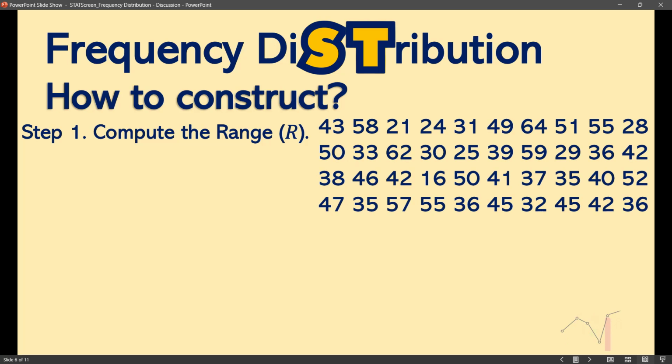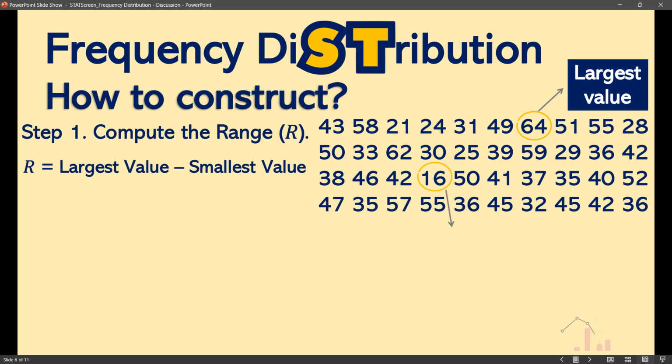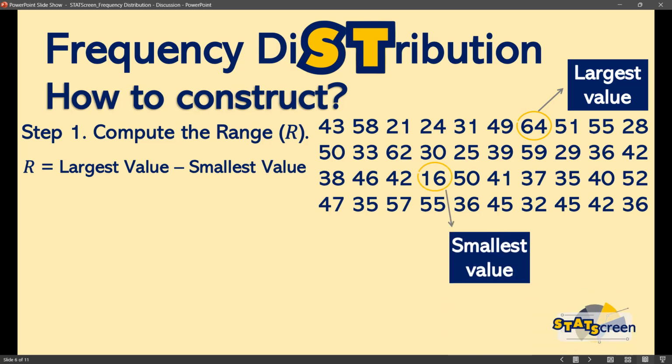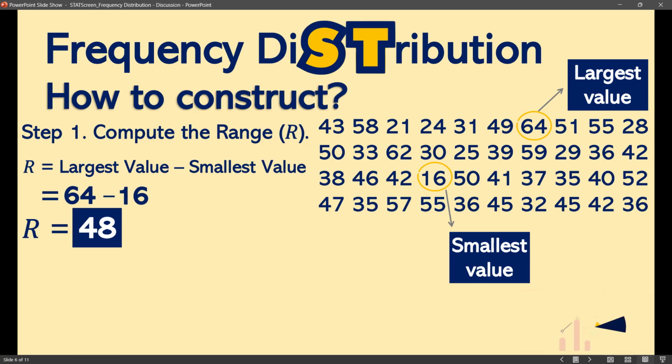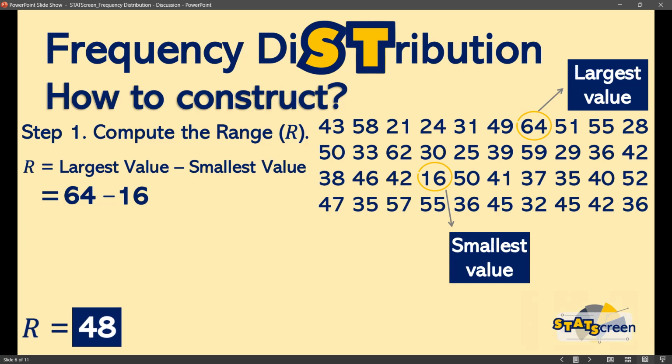In computing the range, we are going to subtract the smallest value of the observations from the largest value. For this given set of data, 64 is our largest value, while if you look closer, you will have 16 as your smallest value. With this, our range can be computed as 64 minus 16, which will give you a result of 48. This is step 1. Let's record that and move to step 2.